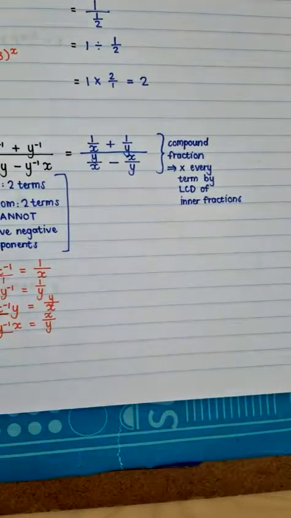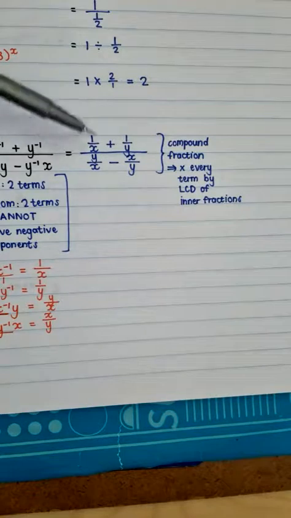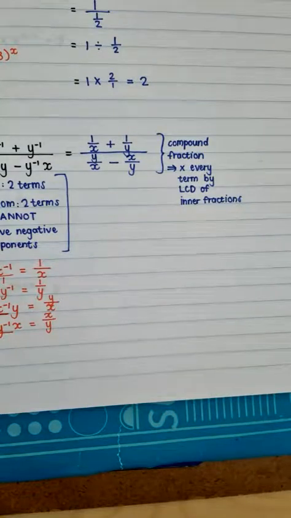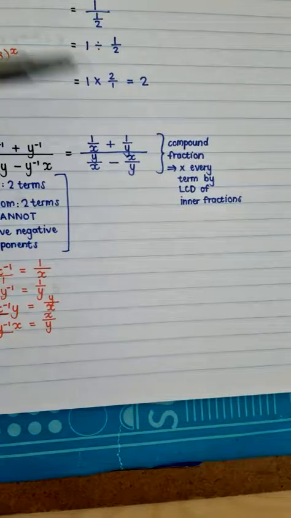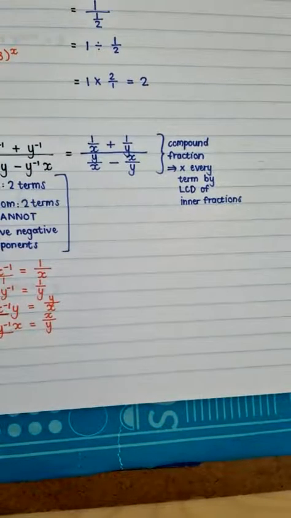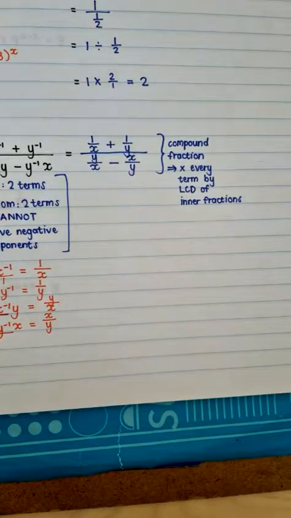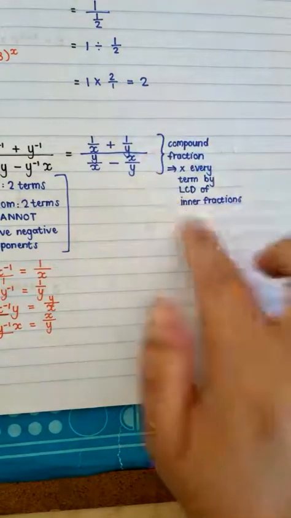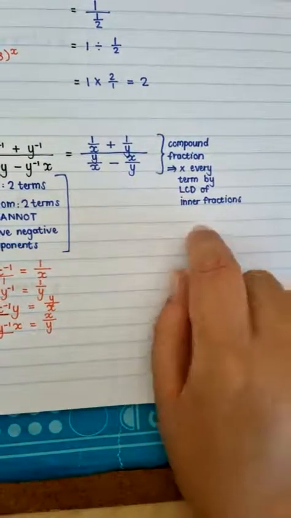Okay, so for a compound fraction, where we have fractions within a fraction. And guys, even if you only have one fraction at the top and all of the other terms are not fractions, it still is classified as a compound fraction. Okay, as soon as you have a fraction or any number of fractions within a fraction, it's a compound fraction, and you can then use this method.